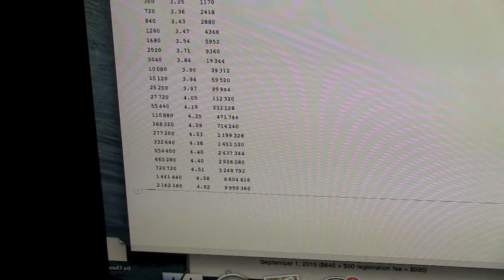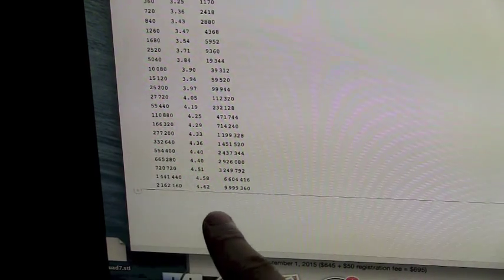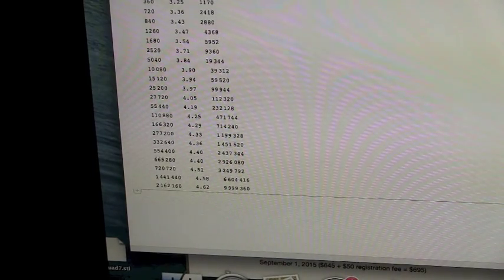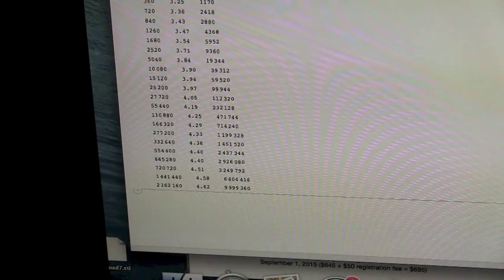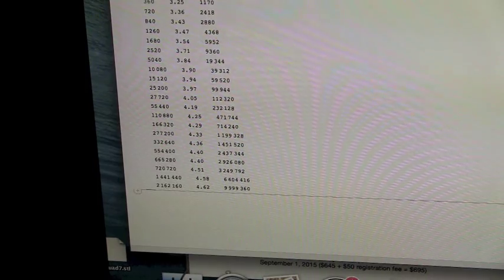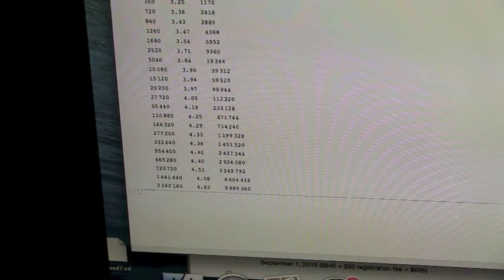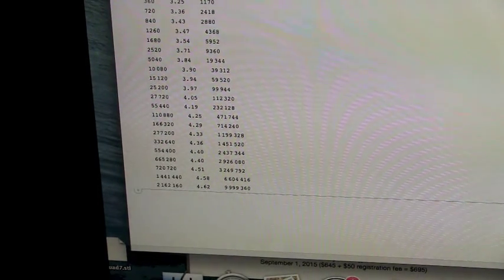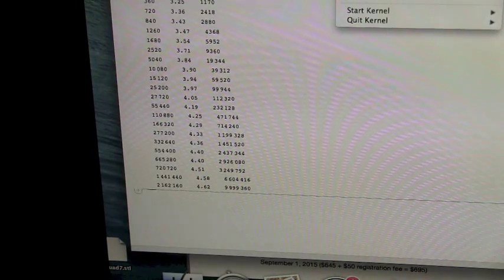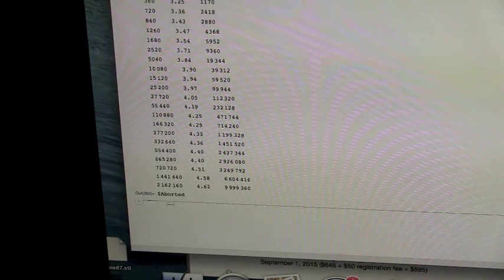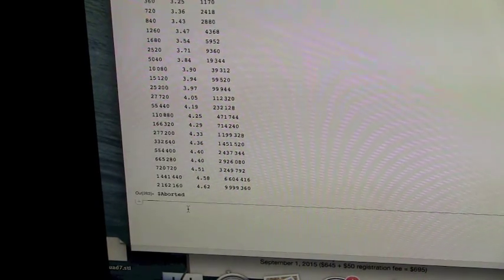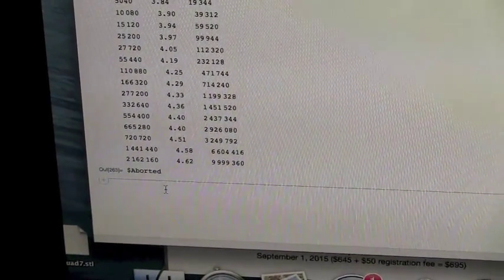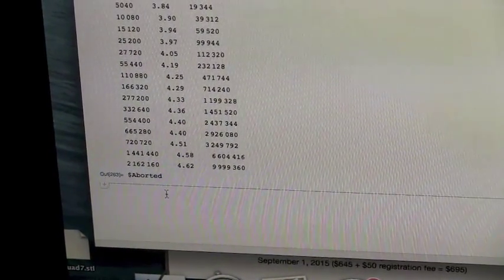But look, 2,162,160, 4.62 is the ratio. Interesting. But these numbers seem pretty random, right? Yeah, they don't look that special. Let me just stop. But let me show you something really cool about these numbers. We'll just look at the last couple.